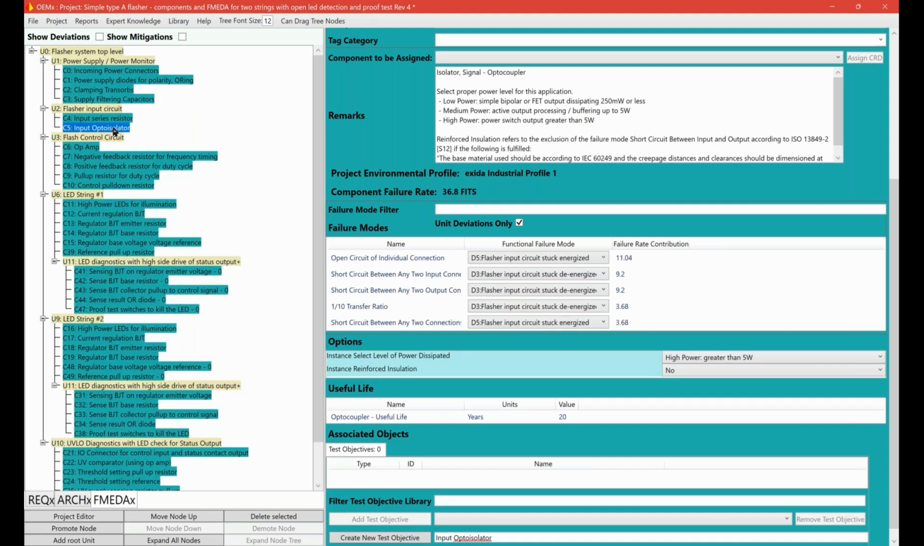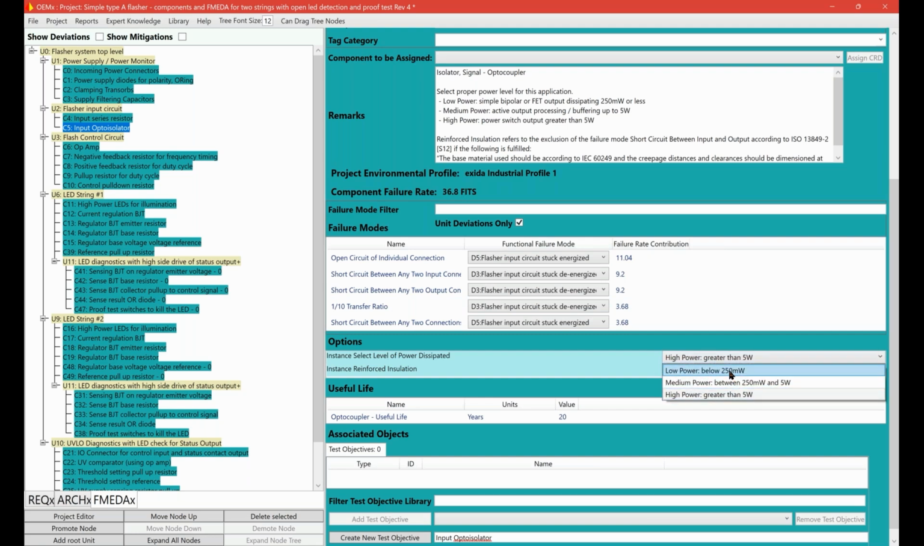This input opto isolator. Yes, we have some design. It's got an LED on the input, an FET on the output, but we're not going to run that at high power. In fact, I think if we're very careful, we can get, at high power, 36.8 FITs.